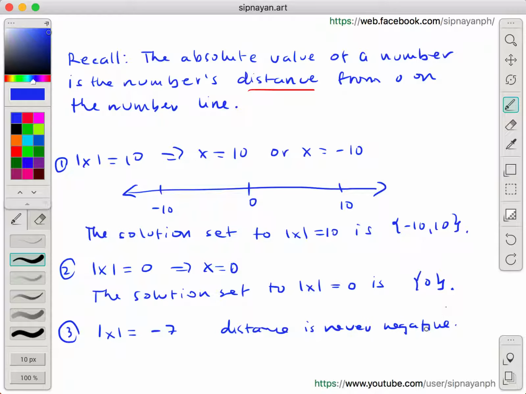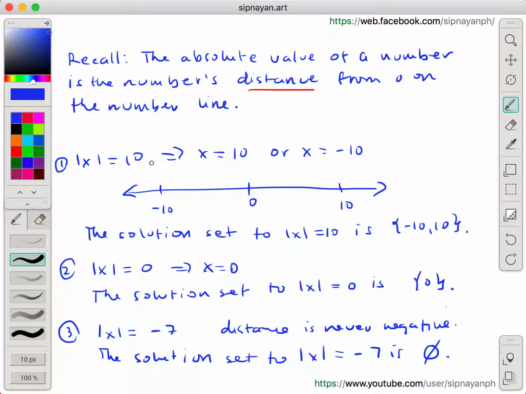Meaning, no solution. O the solution set, wala siyang solution. Solution set to the absolute value of x equals negative 7 is yan. Naalala niyo itong symbol na to. This is the null set. So empty set siya. Ibig sabihin walang x na ang absolute value of x is equal to negative 7.